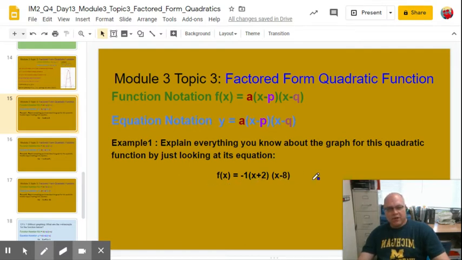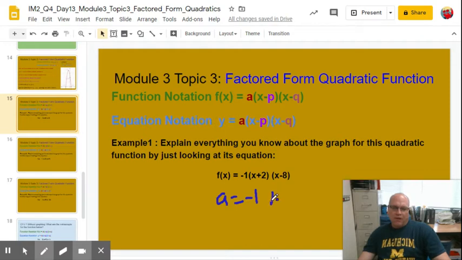So first thing we should do is identify what's the a value, what's the p value, what's the q value. So a here is -1. All right, so what does that tell us? Well, it's negative, so we know there's a reflection over the x-axis. We know the parabola opens down, and we know that there's no vertical stretch or compression. There's no dilation. Okay, so it's just like the parent graph as it opens down.